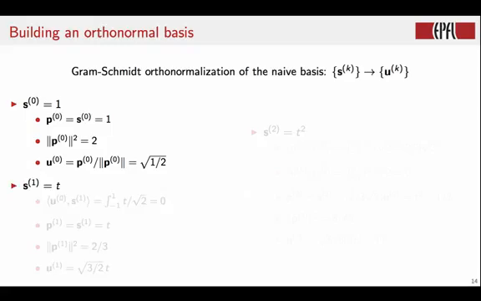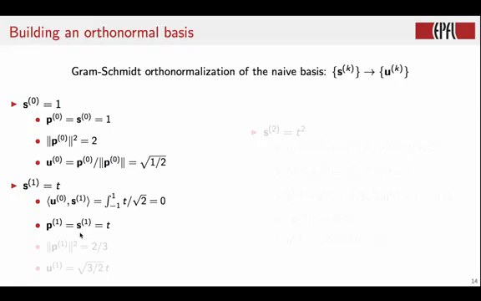The second vector in the bucket of non-normalized vectors will be t, the polynomial of degree 1. We take the inner product between this vector and the vector that we have computed before, which is square root of 1/2. The inner product between these two vectors is simply the integral between minus 1 and 1 of t divided by square root of 2. Well, t is an antisymmetric function over the interval, so the integral between minus 1 and 1 will be equal to 0. What that means is that u0 and s1 are already orthogonal.